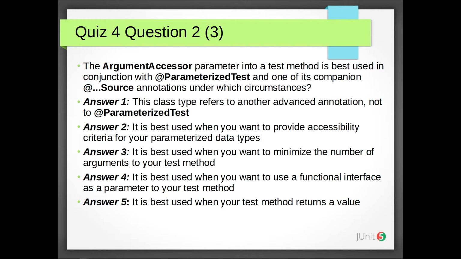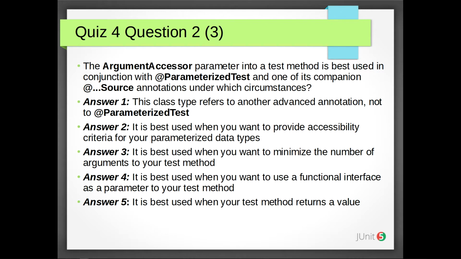Answer 1. This class type refers to another advanced annotation, not to @ParameterizedTest. Answer 2. It is best used when you want to provide accessibility criteria for your parameterized data types. Answer 3. It is best used when you want to minimize the number of arguments to a test method. Answer 4. It is best used when you want to use a functional interface as a parameter to a test method. Answer 5. It is best used when your test method returns a value.